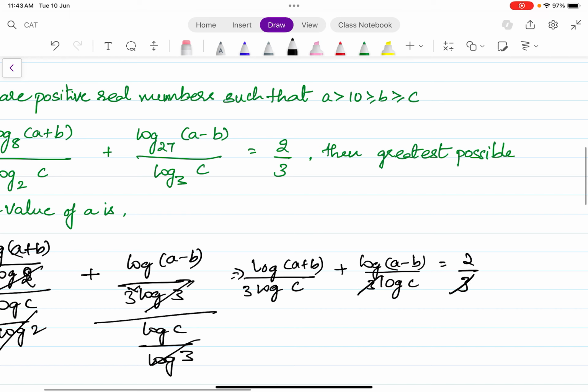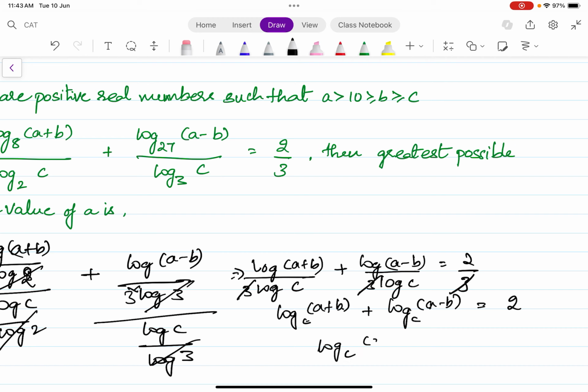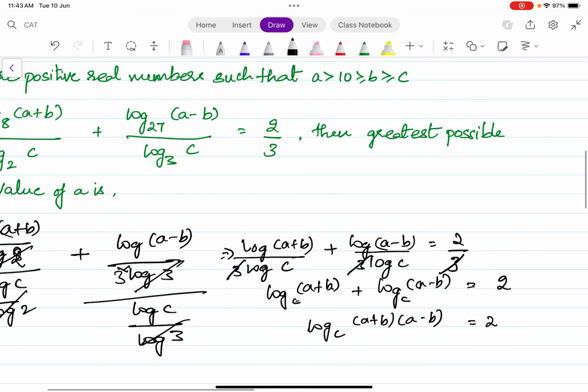Now let's cancel 3 on both the sides, and from the separation rule, reverse is also possible, so this can be written as a base as well. So log a plus b to the base c plus log a minus b to the base c is 2, right? So what is the product rule? Product rule is the addition of two logarithms can be a product. So logarithm of a plus b into a minus b to the base c is 2, right?